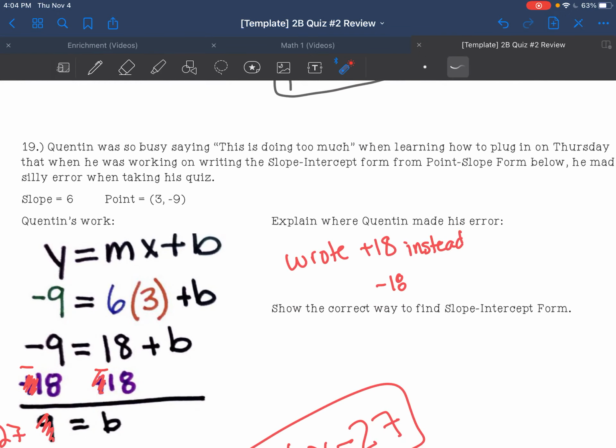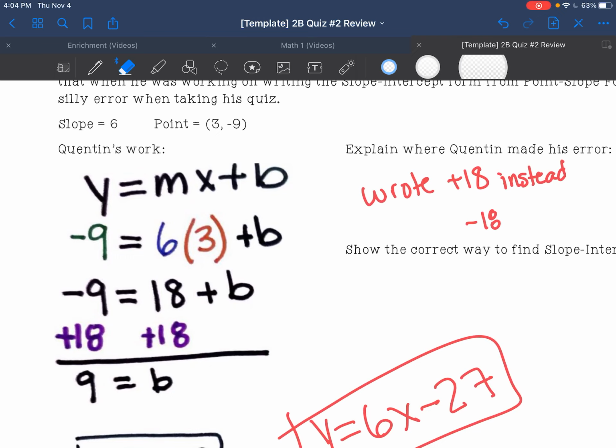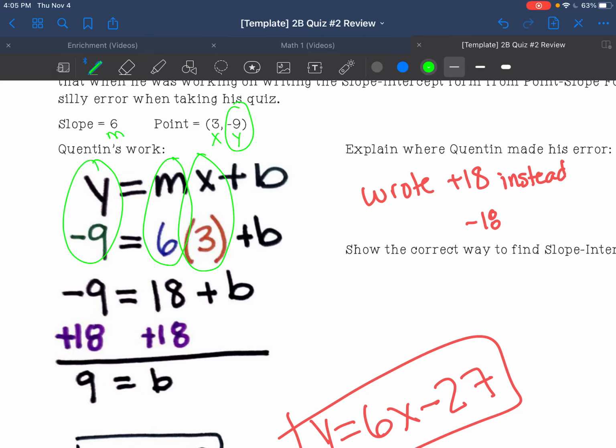And Quentin was also so busy saying this was doing too much when learning how to plug in on Thursday that when he was working on writing the slope-intercept form from the point slope form below, he made a silly error when taking his quiz. Now, here is his error. Obviously, you just saw the answer. But he plugged everything in correctly, right? This 6 is our m, which he replaced. This point x, he replaced correctly. This point 9, he replaced correctly in the equation. So he replaced everything correctly.